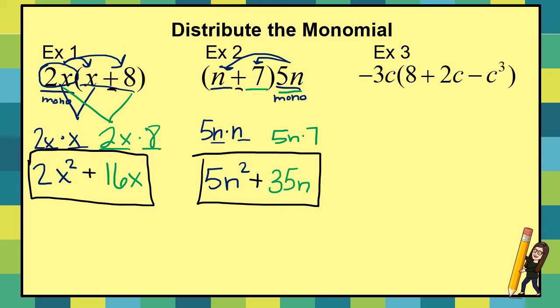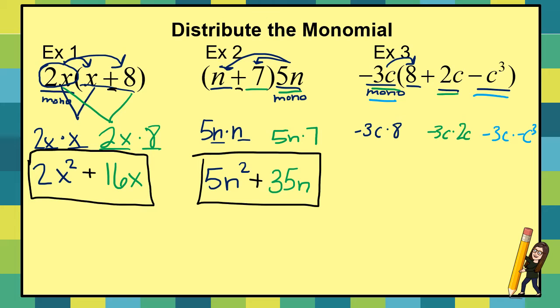This time I actually have a monomial, and I'm multiplying it 3 times because there's 3 terms, okay? So let's look at the first move. The first move is a negative 3c times 8. The second move is a negative 3c times positive 2c. And now my third move is a negative 3c times a negative c cubed. All right, so again, I don't expect you to write that out. I think a lot of you can handle that multiplication in your head, no problem.